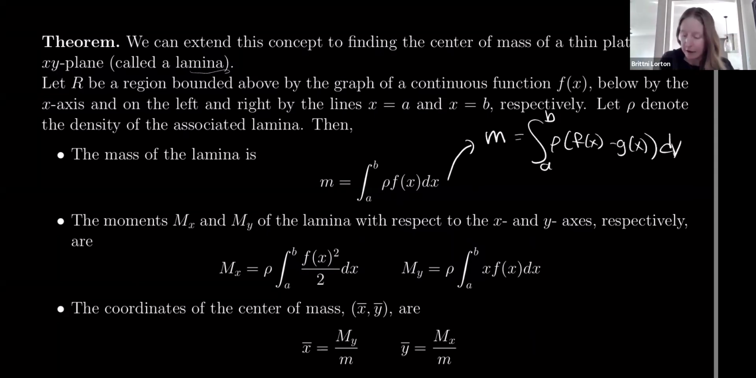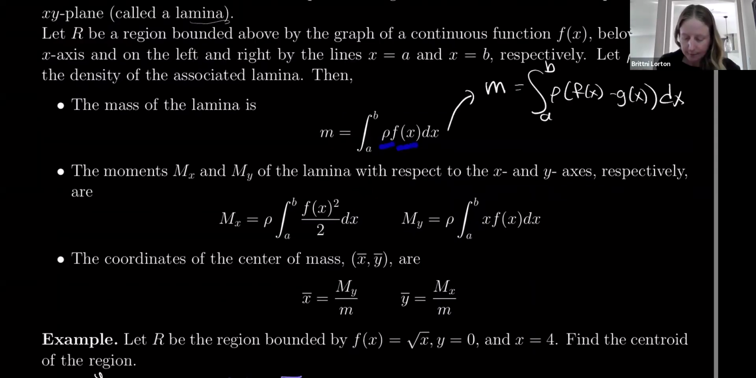And that would change some things. That was a dx. I'm sorry, that was a dx. That would change some things in the formulas throughout. So have that textbook open as you're working on the homework to get those different formulas involved. Okay, but in this case, I have only the one function. So it's rho times f of x.